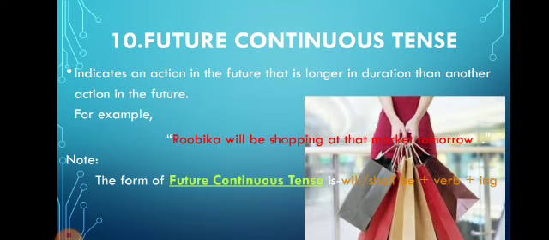It indicates an action in the future that is longer in duration than another action in the future. Rubika will be shopping at that market tomorrow. It's a pick it up, shopping. She will be shopping at the market. I will be going. The action is in the process in future at a point of time. In progress also.